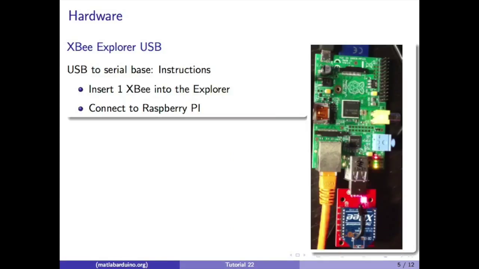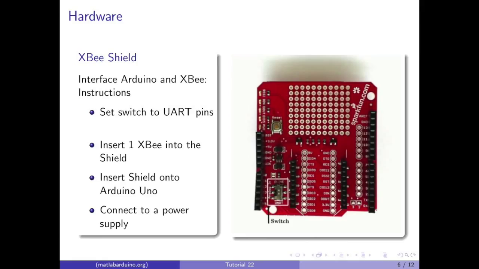To connect the XBee to the Raspberry Pi, we will use the XBee Explorer USB board. The board will be connected to the Raspberry Pi using USB. And to connect the XBee to the Arduino, we will use the XBee Serial Shield. We need to make sure that the switch is set to the UART pins for serial communication to work.